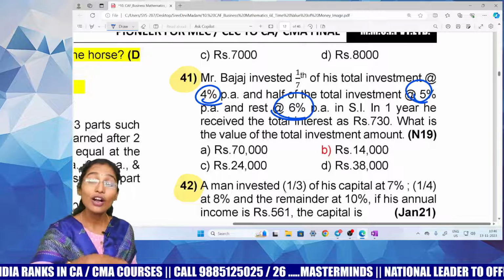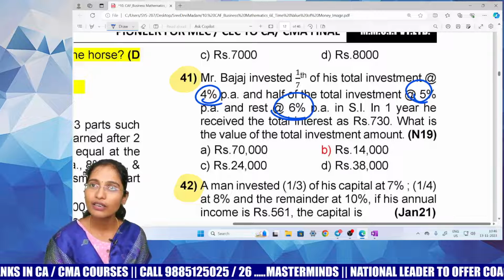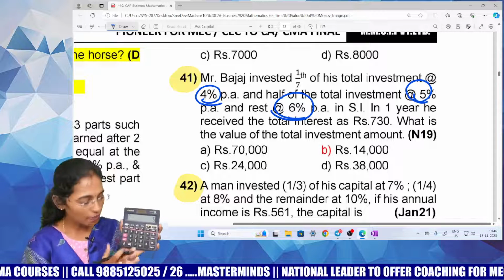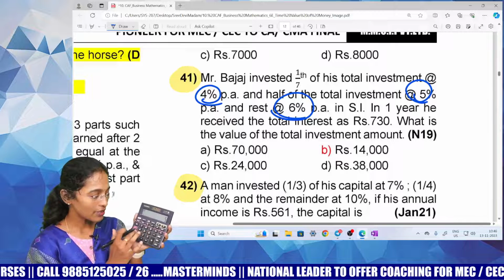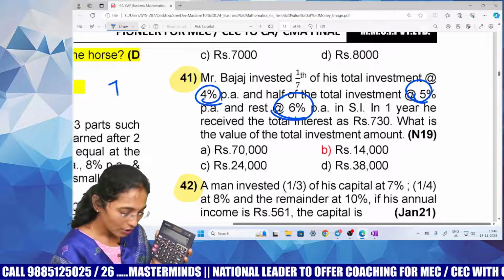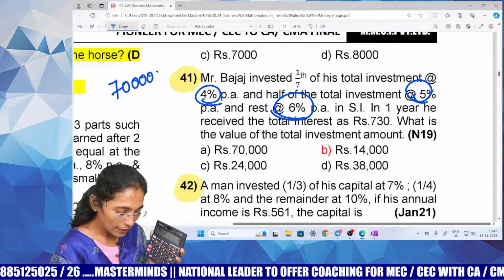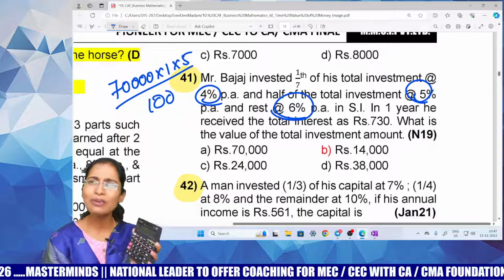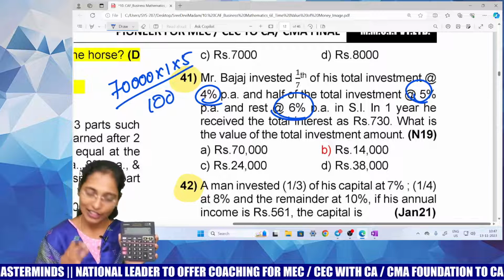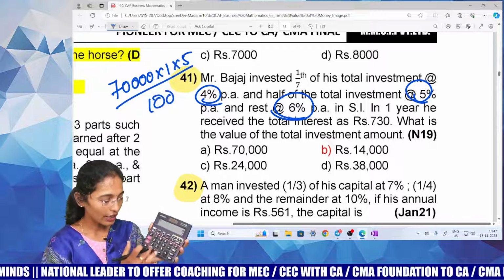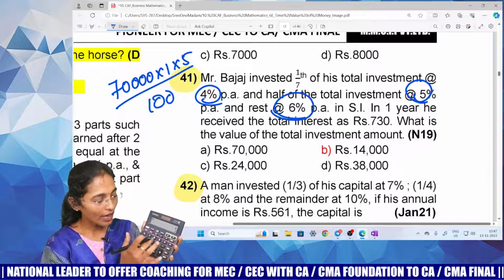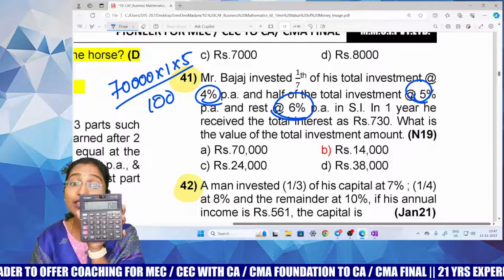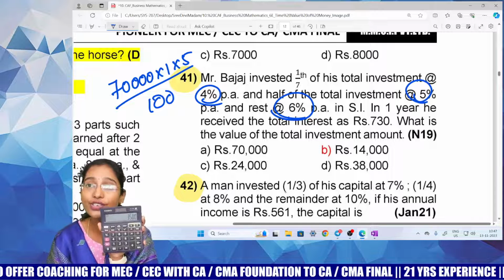According to option A, what is your investment? 70,000. Time duration? 1 year only, right? So please calculate 5% of 70,000, because you actually need to use the formula PTR by 100. Instead, 1 by 100 means it's a percentage only. Simply use your calculator and tell me what is 5% of 70,000. 70,000 into 5%. I got 3,500 as the interest for 1 year.